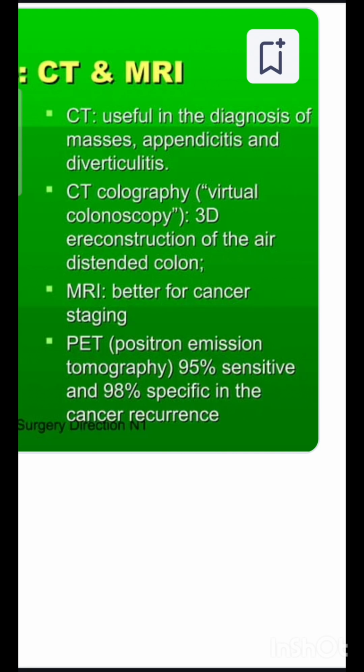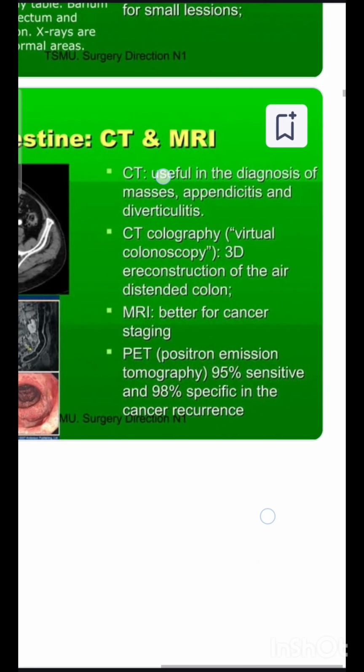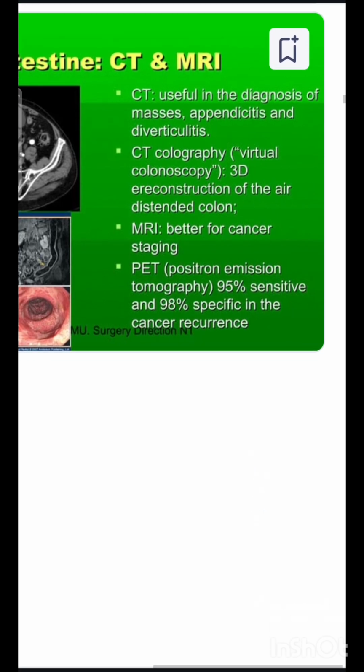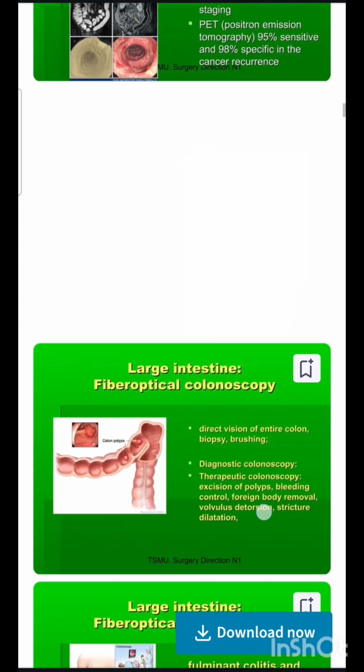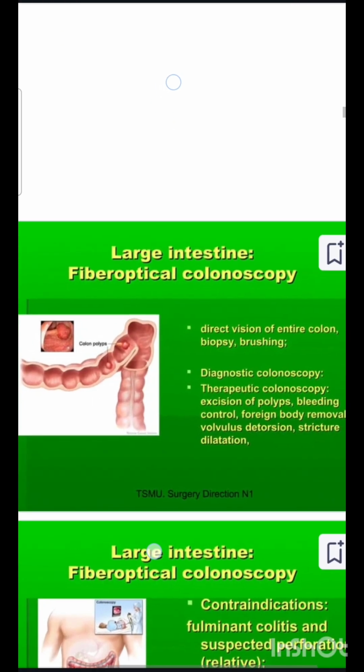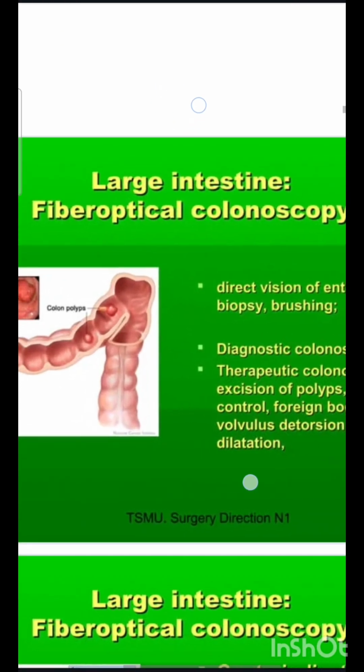Then you can do CT colonogram, which is virtual colonoscopy, where a 3D reconstruction of the distended colon can be done. MRI is used for better cancer staging, and PET scan, positron emission tomography, is 95% sensitive and 98% specific for colonic cancer.